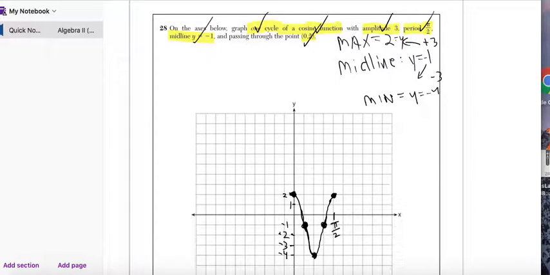There were other ways to do it, many ways. This was one way, okay? So that's all they asked us to do. And we didn't even have to come up with the equation.